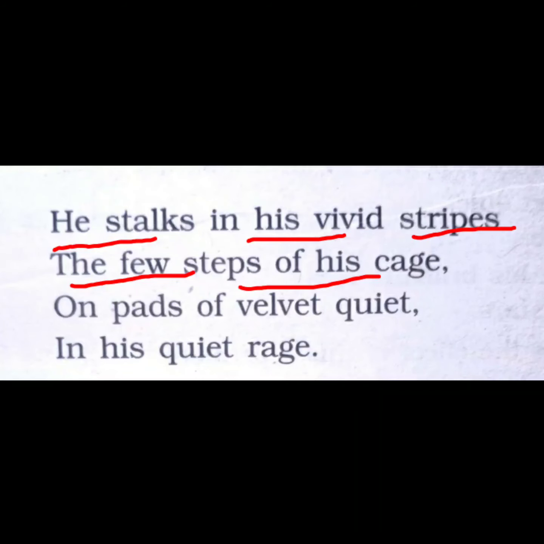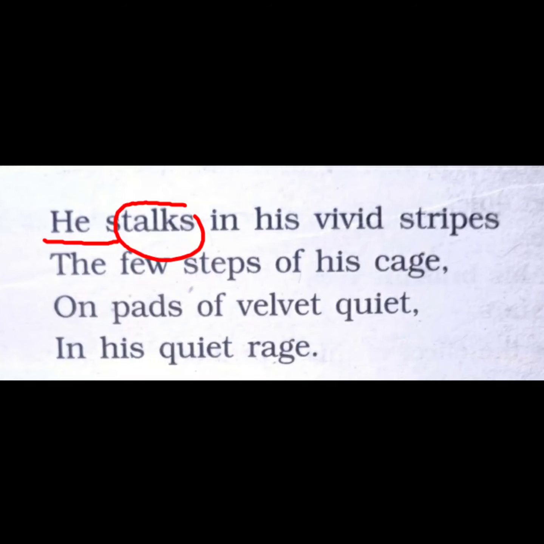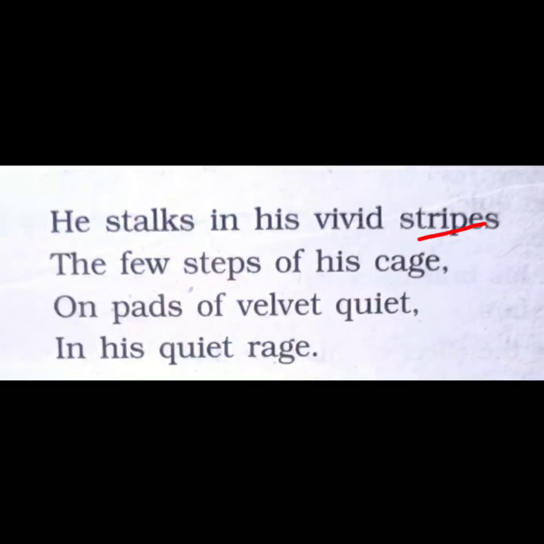He stalks in his vivid stripes, the few steps of his cage, on pads of velvet quiet, in his quiet rage. In the first stanza, first line, the first word you can see is 'he'. He refers to the tiger. Stalks means follow. In his vivid stripes, the word vivid tells that the color is bright. The stripes you can see are the hidden color of the tiger. The combination of the color of the tiger is orange and black.